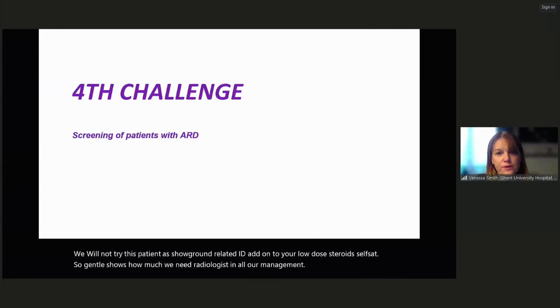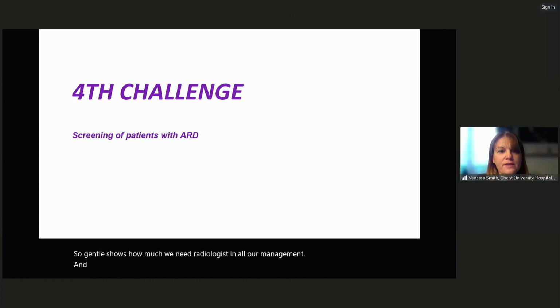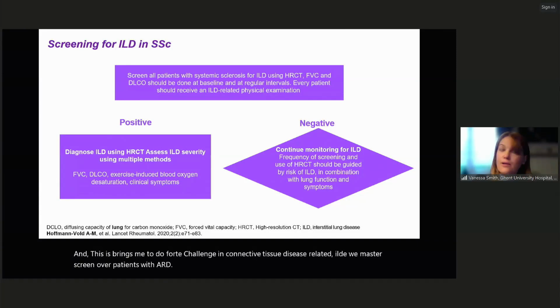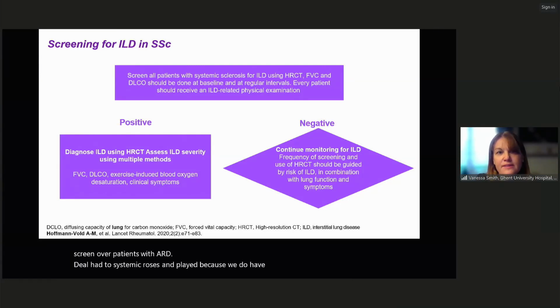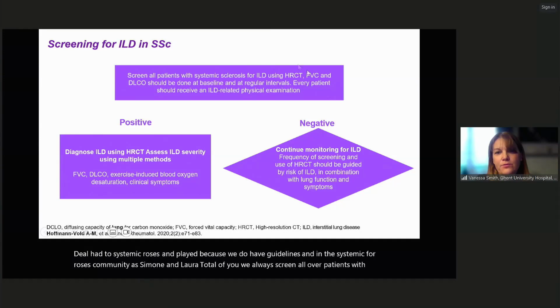And this brings me to the fourth challenge in connective tissue disease-related ILD. We must screen our patients with ARD. Dealing with systemic sclerosis, I'm spoiled because we do have guidelines, and in the systemic sclerosis community, as Simona and Laura taught all of you, we always screen all of our patients with an HRCT. So that's very easy in systemic sclerosis.